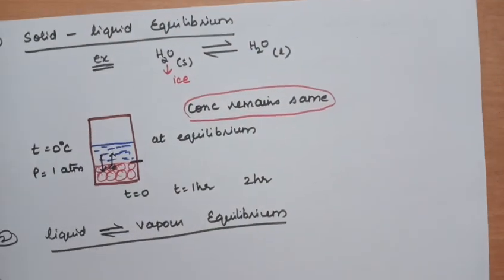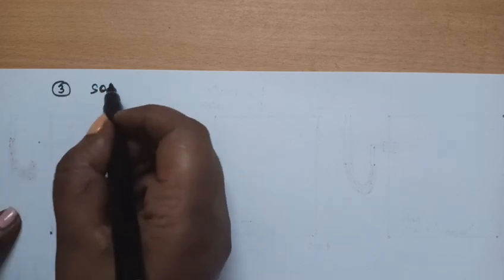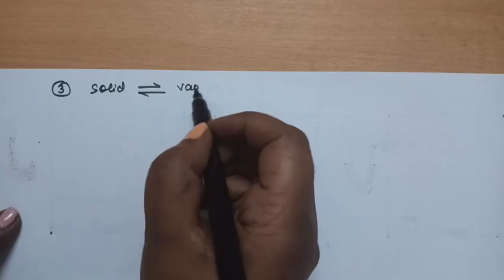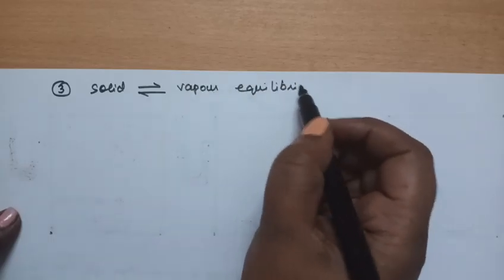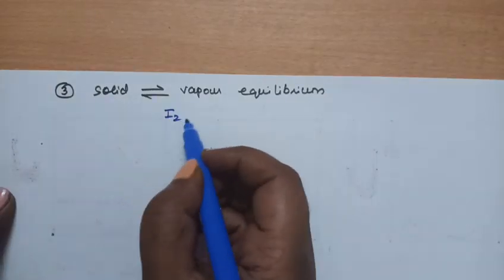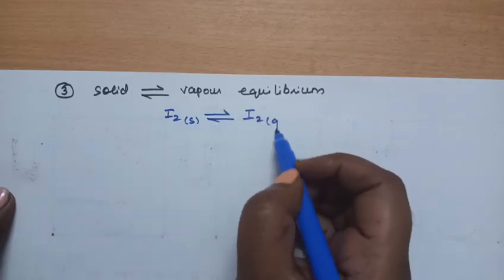So next we will go for the third phase. The third one, solid-vapor equilibrium. An example we can take is iodine. Iodine in the solid form converting to iodine in the gaseous form.